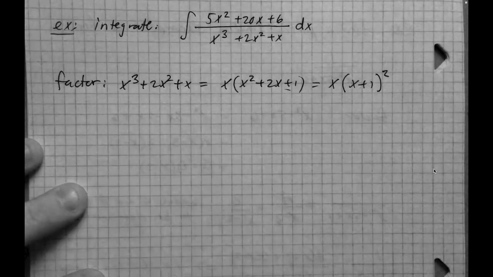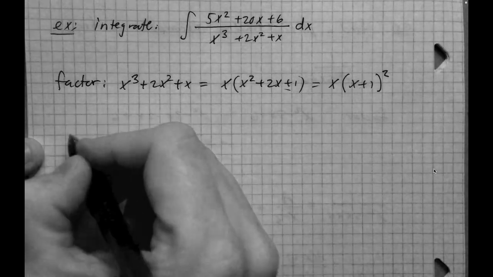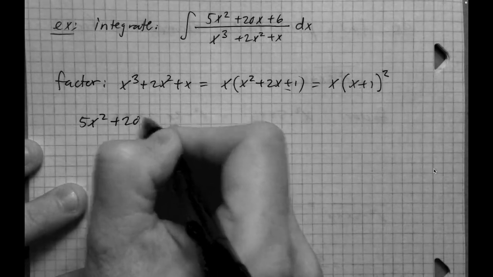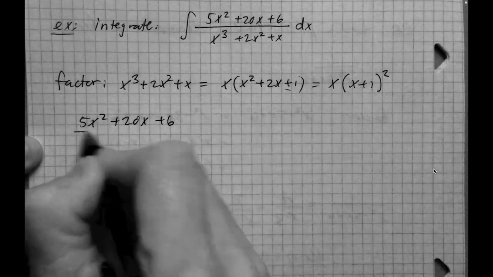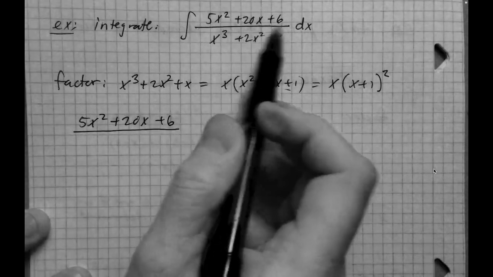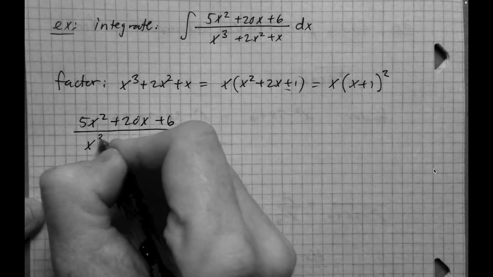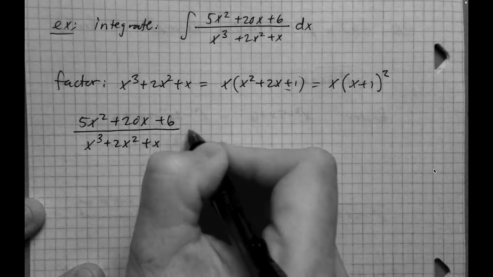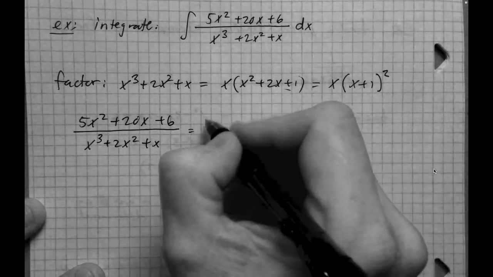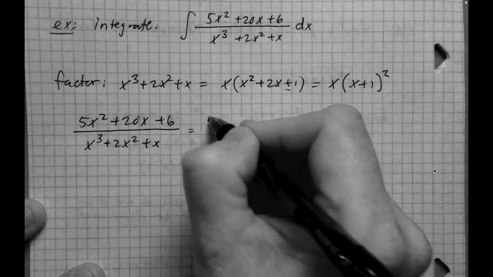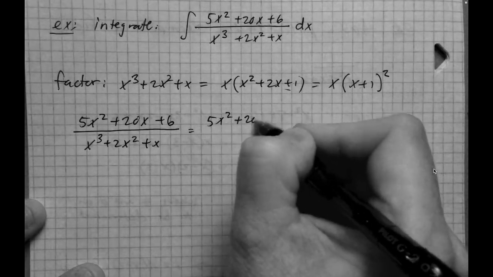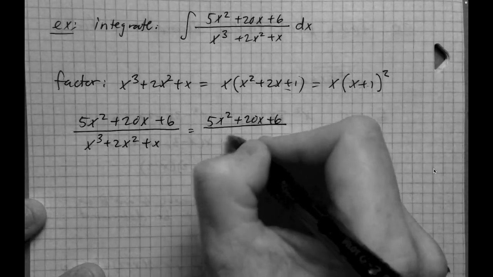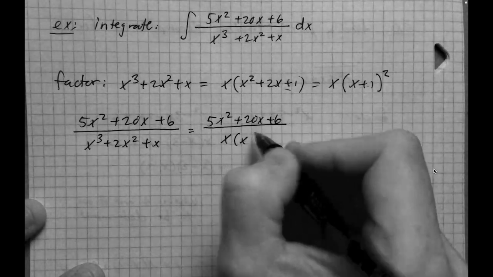We set up the equation, and so we have 5x squared plus 20x plus 6. You have to bring back the original rational function, the numerator and everything, divided by x cubed plus 2x squared plus x. And so that's going to be equal to 5x squared plus 20x plus 6, again the same numerator, over this piece here.